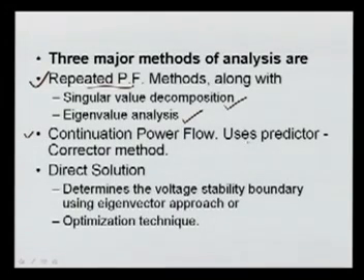Another method is the continuation power flow method, which uses predictor and corrector steps, the two working together. The advantage of this method is over the repeated power flow method. In repeated power flow, even if you use a very good load flow method, as you know from this PV curve, you can only get the solution up to the upper portion. This unstable portion of the curve you cannot get.